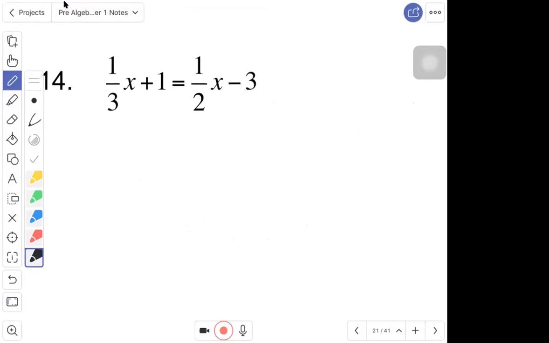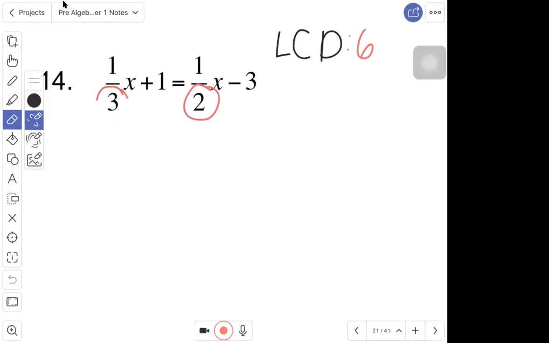That's called the least common denominator, what we're multiplying by. So if we have a 3 and a 2 on the bottom of our fractions, we want a number that both 3 and 2 can multiply into easily. Does anyone have a guess what that would be? Would it be 6? Yeah, good. So now we're going to go through and multiply each term by 6.